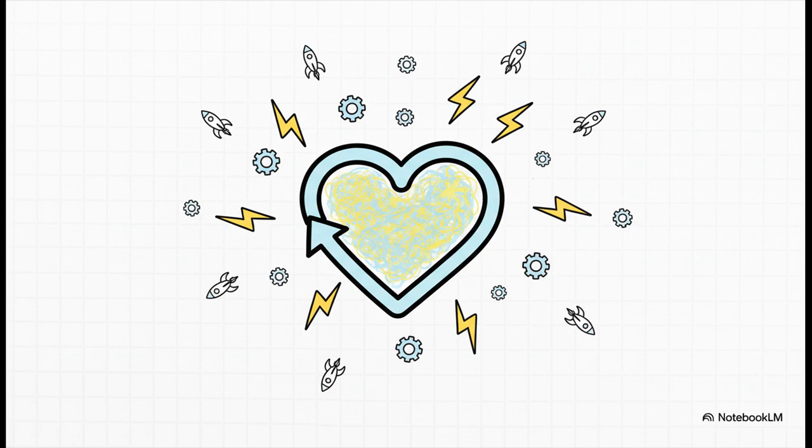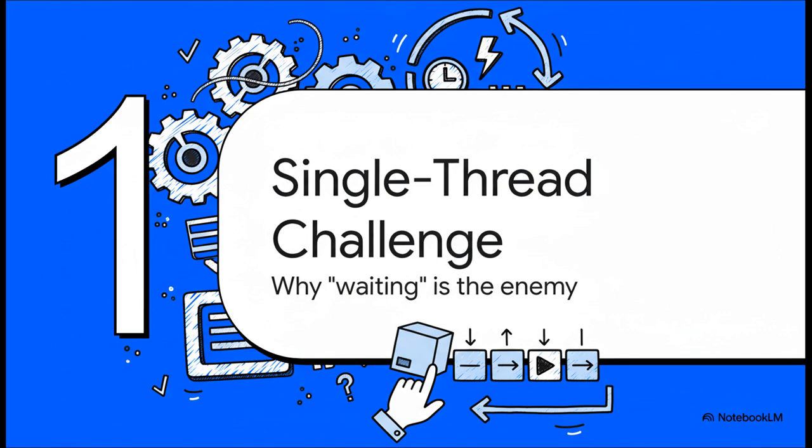And in this explainer, we're going to pull back the curtain and see exactly how it pulls off this incredible feat. But to really get why the event loop is such a game changer, we first have to understand the problem it was built to solve. Because in a single-threaded world, the biggest enemy, the one thing you can't afford to do is wait.